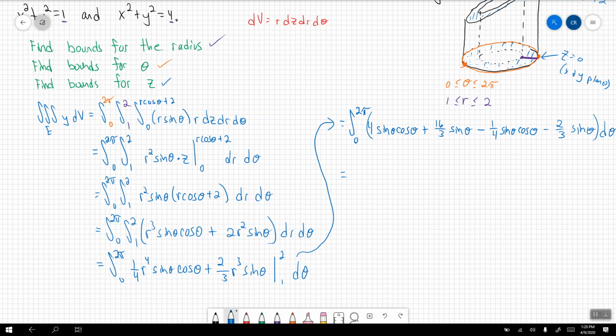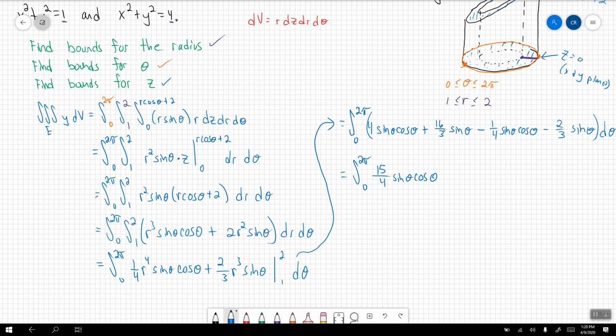Alright, we have some like terms, so let's go ahead and combine those like terms before we integrate. So sine theta, cosine theta, sine theta, cosine theta, let's combine them. This is going to be 4/4, so that's going to be 15/4 sine theta cosine theta. Alright, not too bad. Let's keep going.